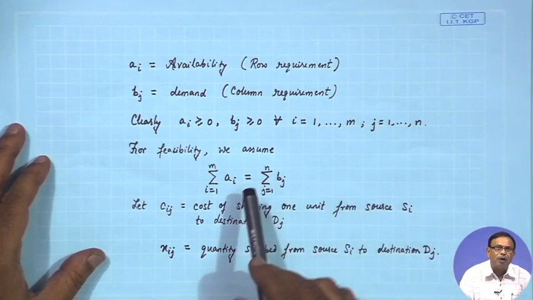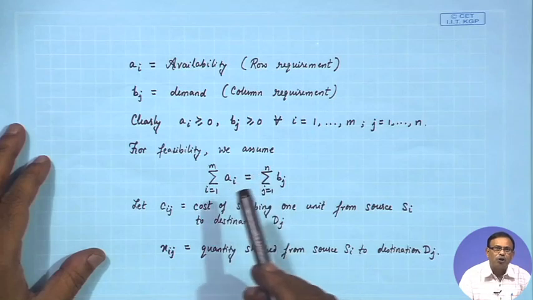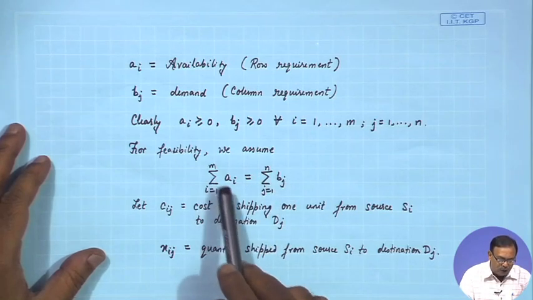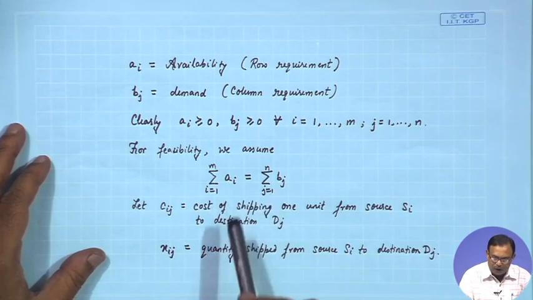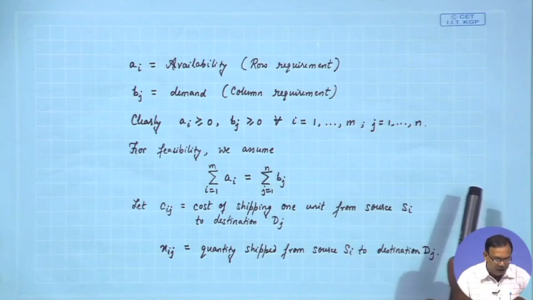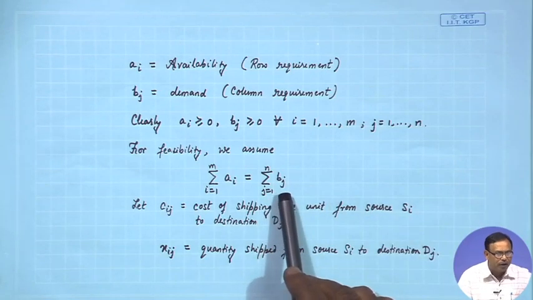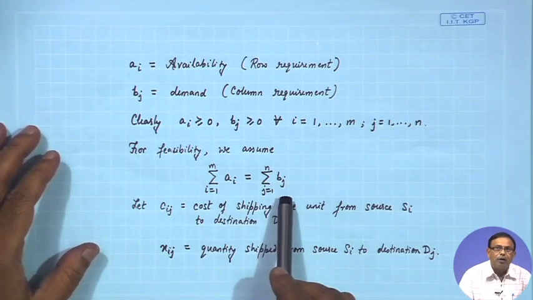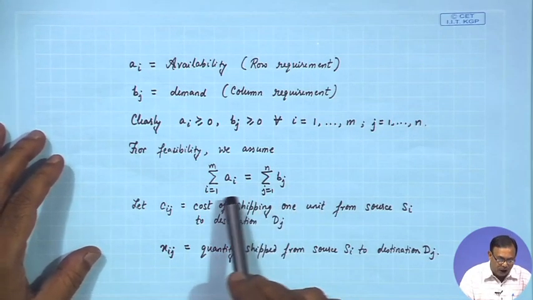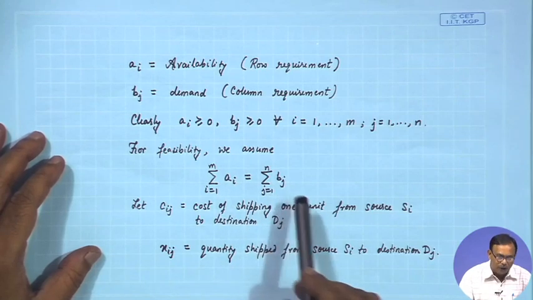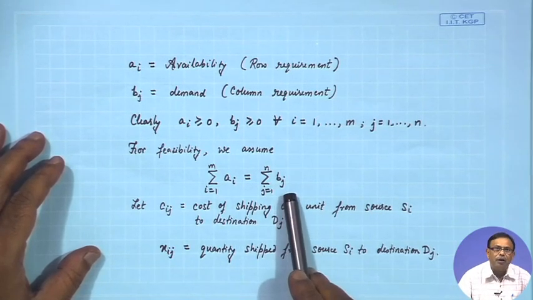For a balanced problem and for feasibility, supply and demand should be equal. Therefore, the summation over i equals 1 to m of a_i should equal the summation over j equals 1 to n of b_j. From the feasibility condition, this should always be equal. That means the summation over i equals 1 to m of a_i equals the summation over j equals 1 to n of b_j.